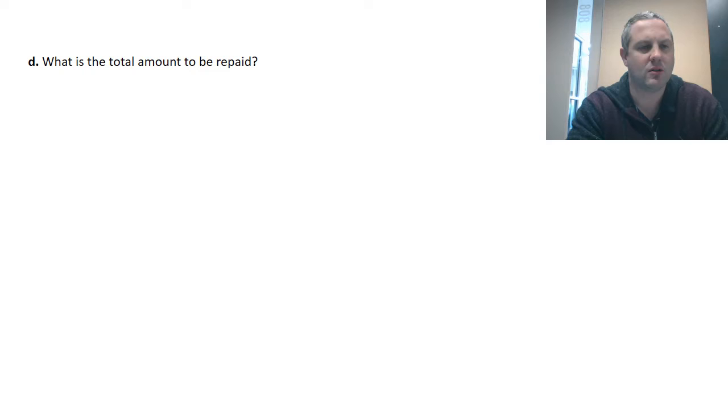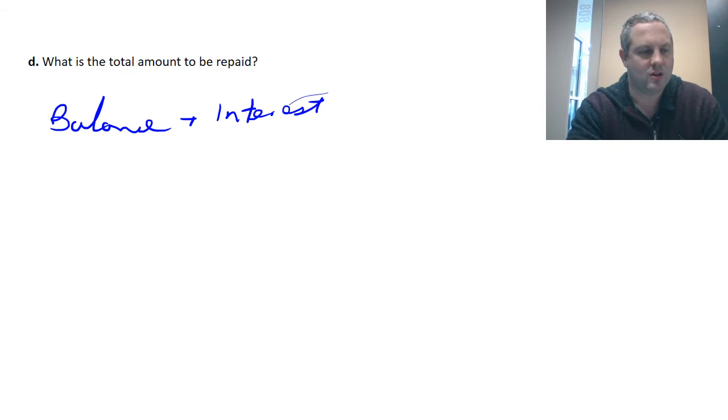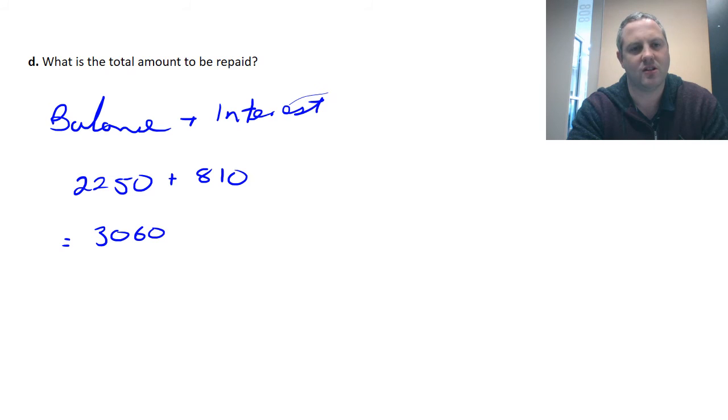For the total repaid, all we're going to be looking at is getting your balance. So balance, and we're going to add on to your balance your interest. Okay, so we know that our balance was 2,250. We know our interest was 810. So therefore, we're looking at $3,060 when you add them both together, and that's how much you're going to be repaying.